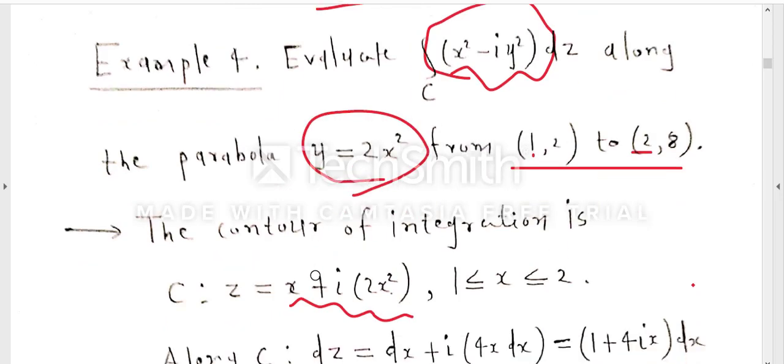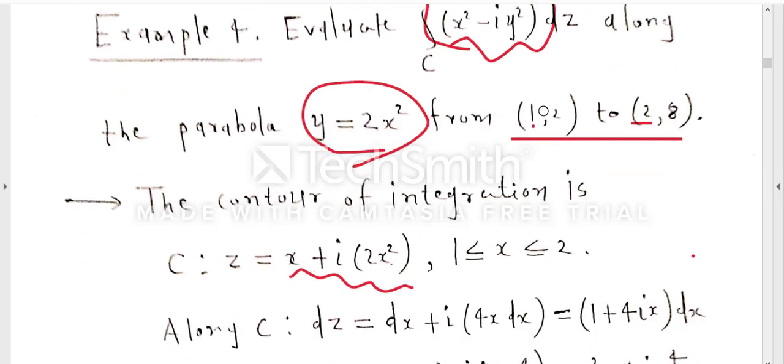Put y equal to 2x square in z equal to x plus iy. And what about x? So our curve is starting from this point. So at this point the value of x is 1 and this is the end point of the contour. So at this point the value of x is 2. Okay, so x is from 1 to 2.